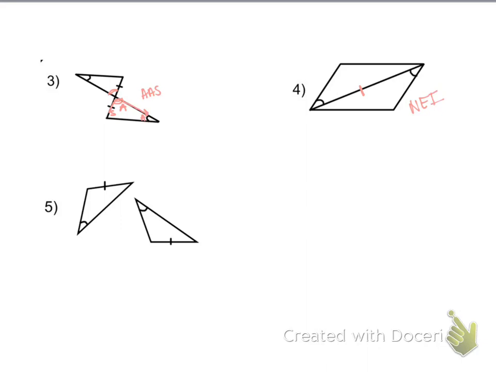Okay, this one, I don't have vertical angles, I don't have parallel lines, they don't share anything. So 2 pieces of information is not enough to tell me that they're congruent.